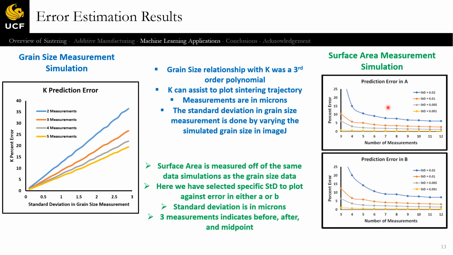The same thing is done here with surface area, except for this one, the number of measurements is plotted on the x-axis, and I varied the standard deviation in the measurement pool for different lines here. So you can use that code to vary the standard deviation in your measurement and get a good idea of how well you can see the sintering trajectory, and then you can optimize the sintering trajectory based on that data and by adjusting those parameters.